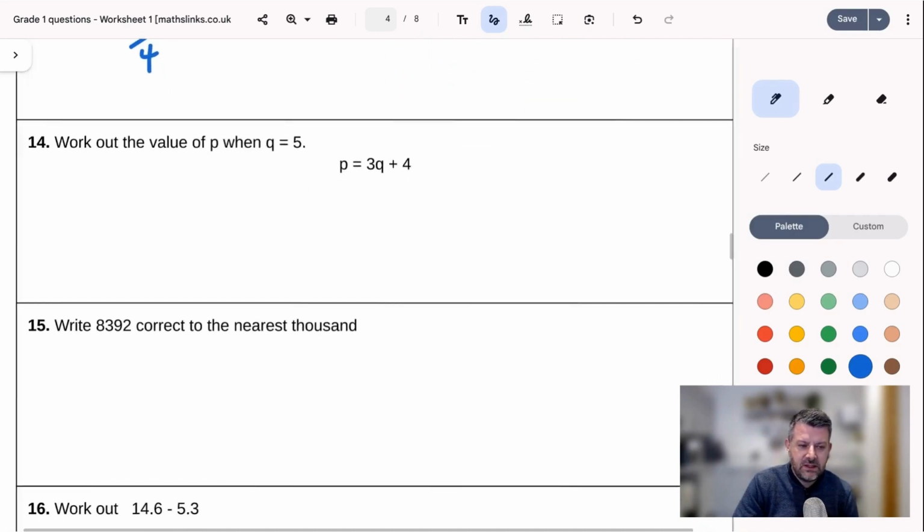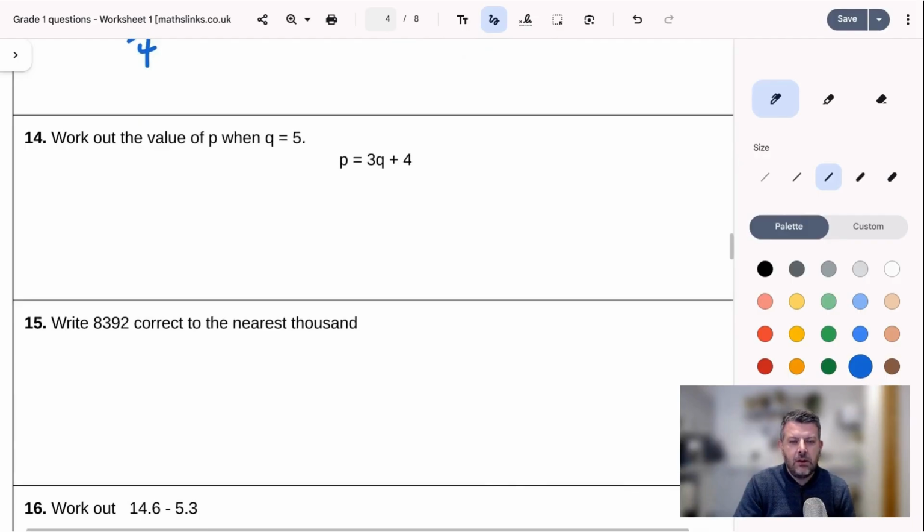Moving on to question 14. This is a substitution question. Work out the value of P when Q equals 5. Well, P is equal to 3 times whatever Q is. And instead of writing Q, I'm going to put 5 because we're told Q is 5. So 3 times 5, 15.